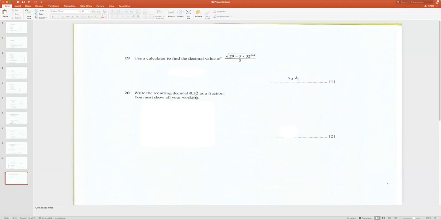Write the recurring decimal 0.32 as a fraction. You must show all your working. We can write like this and multiply by 100 for two decimal places. So 32.32 recurring. So subtract these two, then 99x equals 32 and x equals 32 over 99.